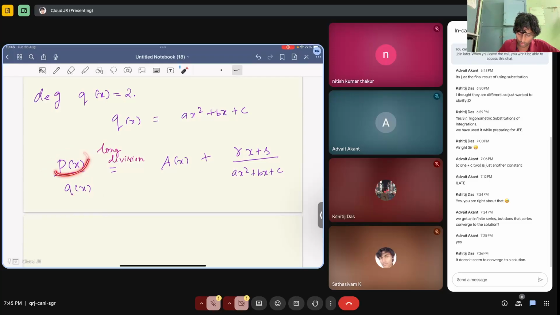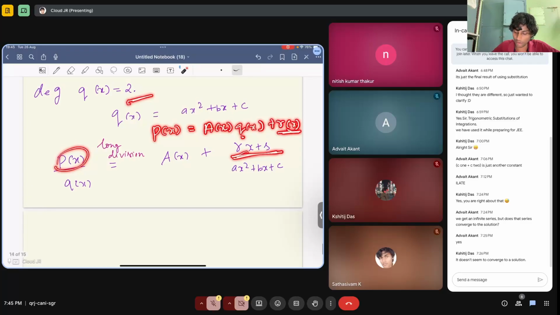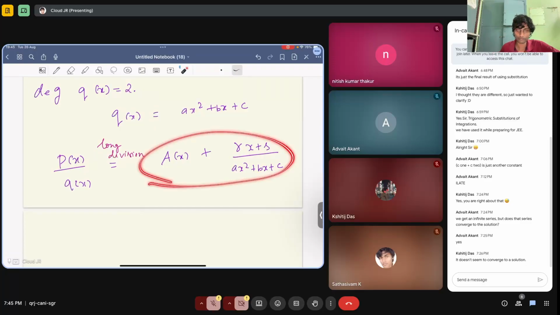When you do long division, what you get is p of x is equal to some quotient a of x times q of x plus some remainder r of x, where the remainder has a degree strictly less than the degree of q of x, right? Since the degree of q of x is equal to 2, that means the remainder has degree 1, and any polynomial of degree 1 is a linear polynomial of this type. And I'm dividing everywhere by q of x, and you end up getting here.